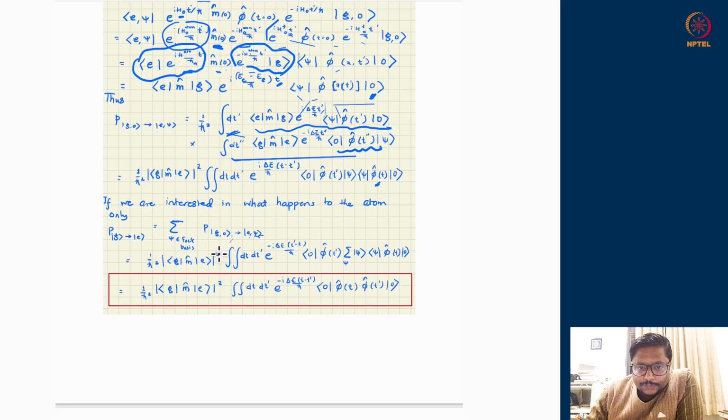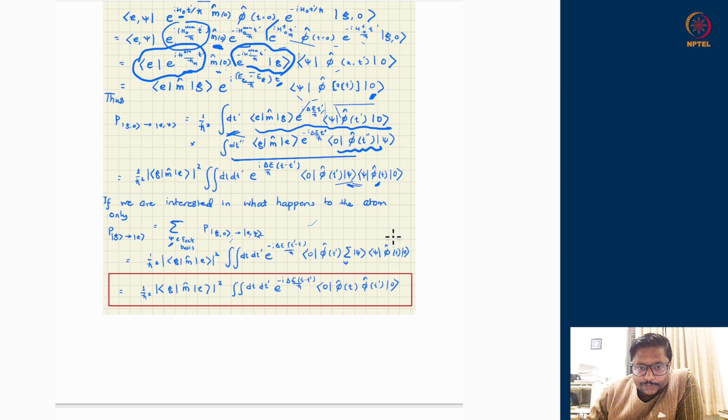If I do that, if I ask this limited question that I do not care what happens to the field, I just care about what happens to the atom, you will see that this summation of the probability, this psi which is being summed over, will go and sit here. You see there is an outer product of psi coming in the previous step. So this summation over psi will go and sit over the outer product of psi. Remember, psi was a Fock basis element, one of the Fock basis elements, whichever you like. And now I am summing over all Fock basis elements.